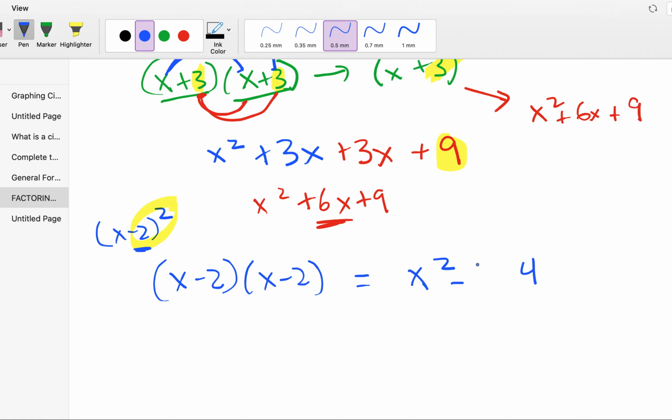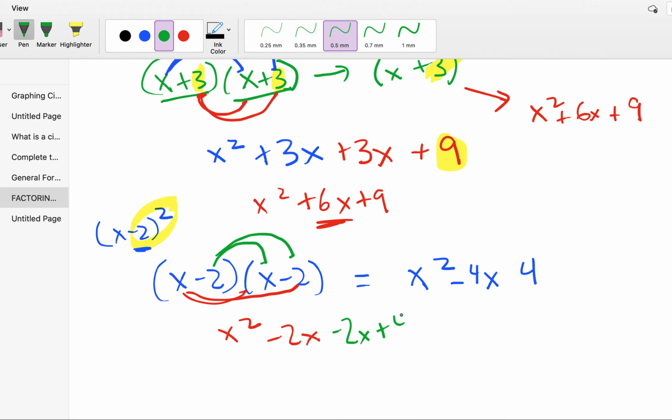Twice, negative 2 times 2 is negative 4. So we do keep the sign. So let's see when we FOIL how we got the same answer. X times x is x squared. X times negative 2 is negative 2x. Then we take the second term, negative 2 times x is negative 2x again. And negative 2 times negative 2 is positive 4.